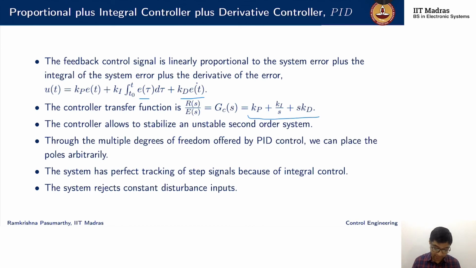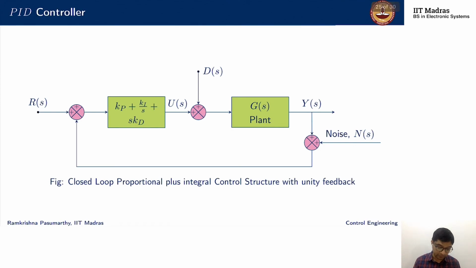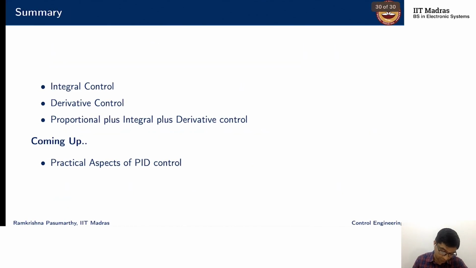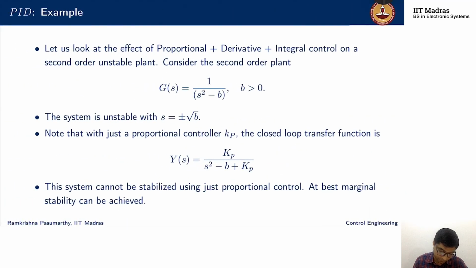And of course, the system has perfect tracking of step signals because of the integral control action. The system also rejects constant disturbance inputs. Okay, so this is how the structure looks. We'll start off with some very basic plant. Start off with a plant which looks like this.